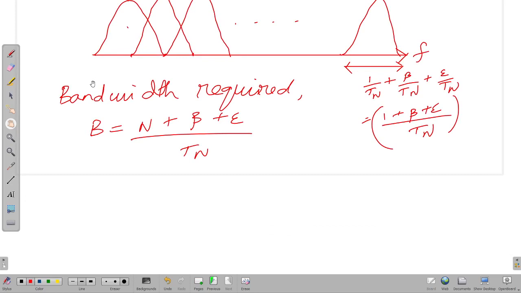One more point: in most cases, you can approximate this as n divided by Tn. That is because usually n is a large value compared to beta and epsilon. So in some textbooks, you can see this approximated to n divided by Tn.